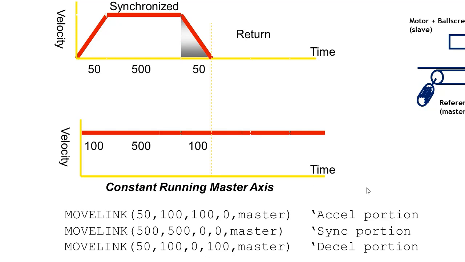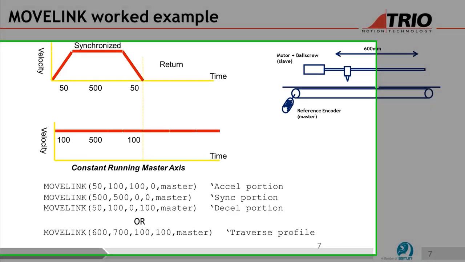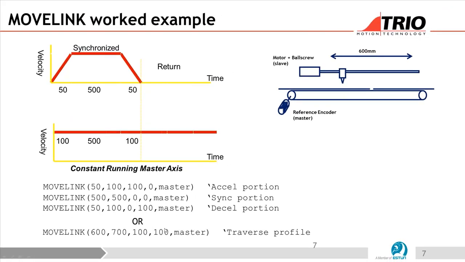So I can do my flying shear motion with 3 move links merged together, and that will actually work. But obviously we prefer to have it as one. So if I just add up the columns, so if I add up my 50, 500, 50, it gives me 600, that's my movement on the slave, that's what I wanted. And if I add up the second column, I get 700, and then the third column 100, fourth column 100.